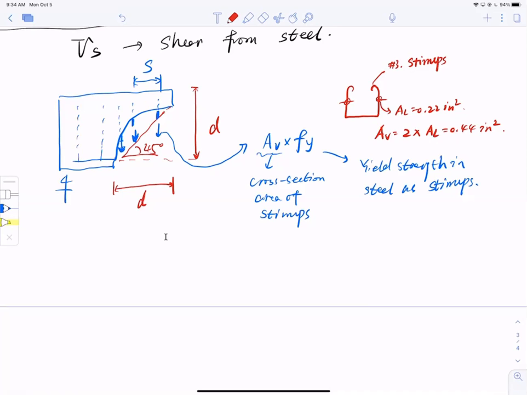Okay, but I look at the cross section here. How many stirrups do I see? So I can count it: 1, 2, 3. In terms of number, how do I determine that? So I take the 45 degree assumption. That means the length of the diagonal crack is d.